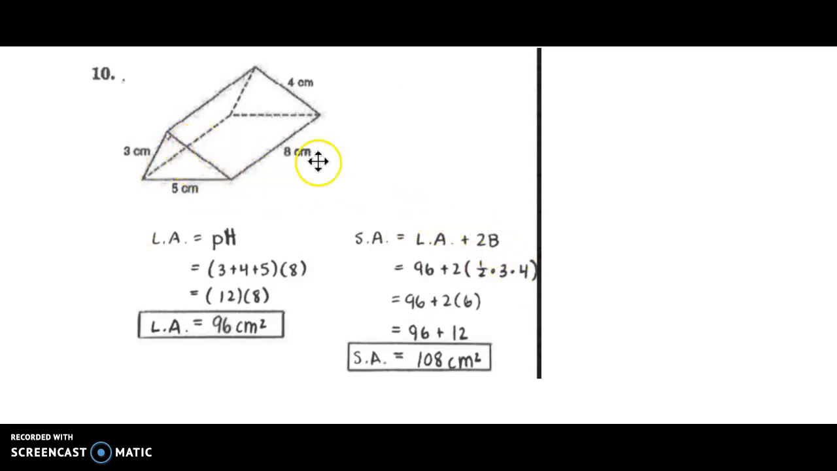Here, I wanted to go over the 4 right here where I'm highlighting. We found the lateral area, the perimeter times the height. And for the surface area, the area of the triangle is 1/2 base times height. So this 4 is congruent to this 4 here, right? So you gotta know that those are the same.